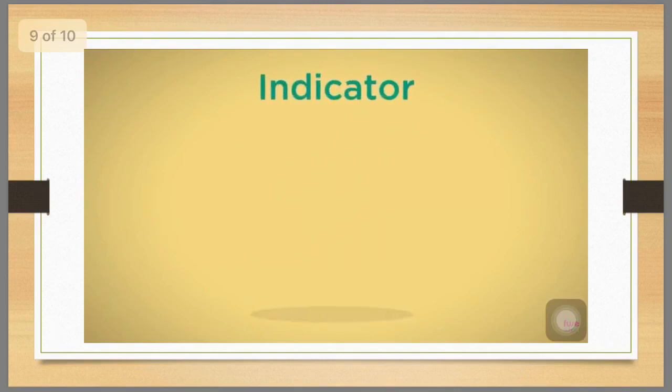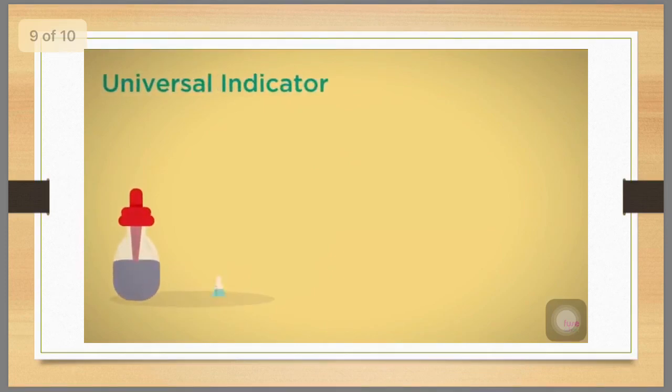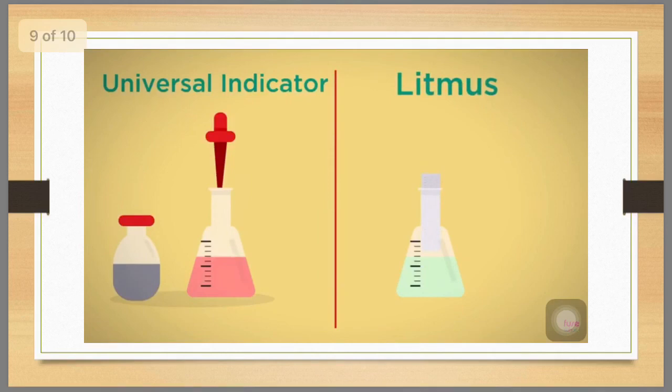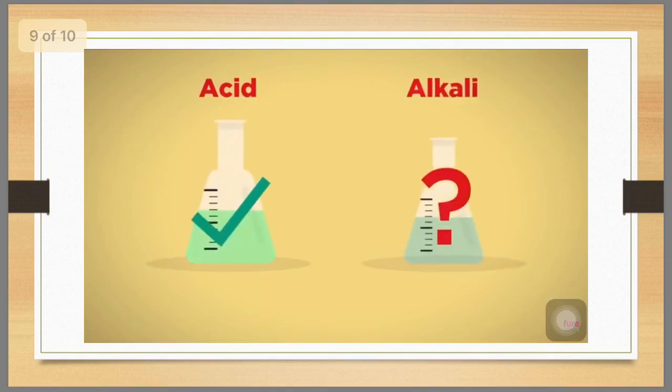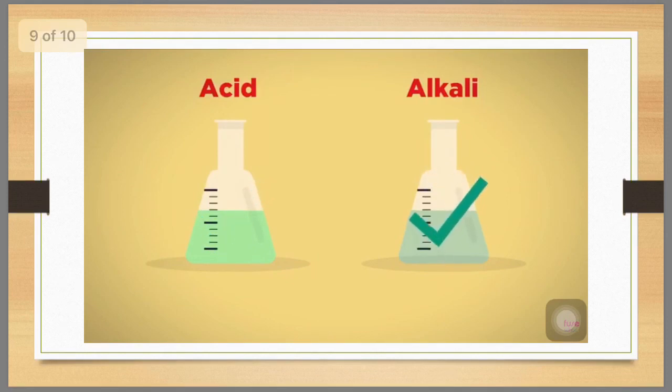Depending on what indicator you use will depend if the color change is gradual or a sudden change. If you are carrying out an acid-alkali titration, you may use a universal indicator which would give you a gradual color change, whereas litmus would give you a sudden color change. Sometimes the acid may be the known solution and the alkali unknown, and other times the alkali the known and the acid unknown.